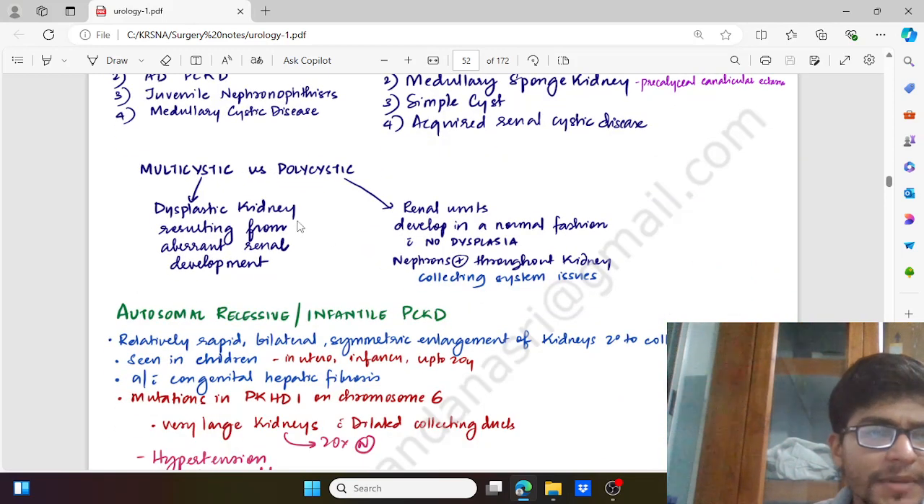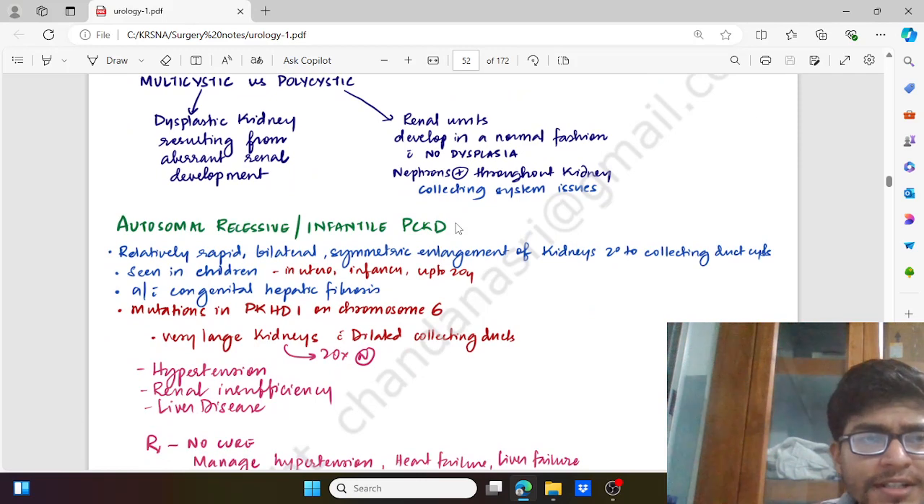Now we'll understand the difference between multicystic and polycystic. So in multicystic, the kidney is dysplastic, resulting from aberrant renal development. So there is a defect in the development resulting in dysplastic kidney. But in polycystic kidney disease, the renal units are developed in a normal fashion. So they are normally developed and there is no dysplasia. So nephrons are normal throughout the kidney, but there will be collecting system issues. We'll see in detail. So this is the difference.